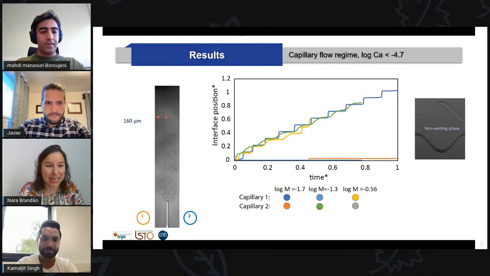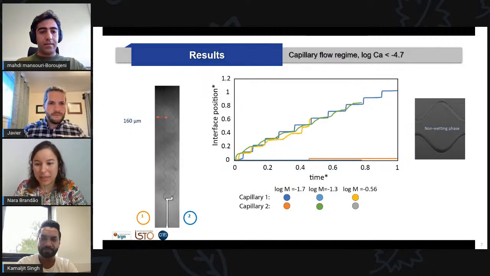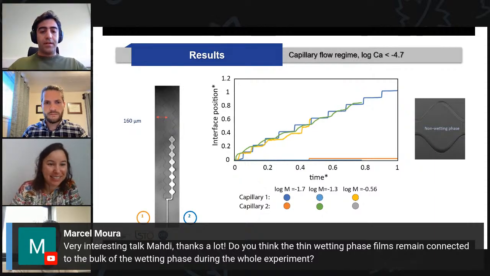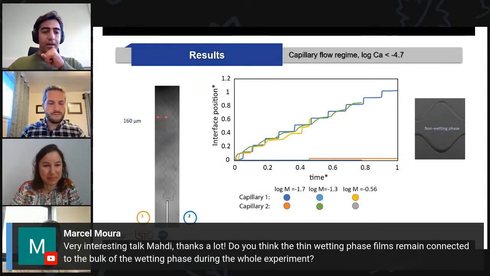Yeah. And meanwhile, we also got another one. It's from Marcel: very interesting talk, Maja. Thanks a lot. Do you think the thin wetting phase film remains connected to the bulk of the wetting phase during the whole experiment? I'm also curious about that.